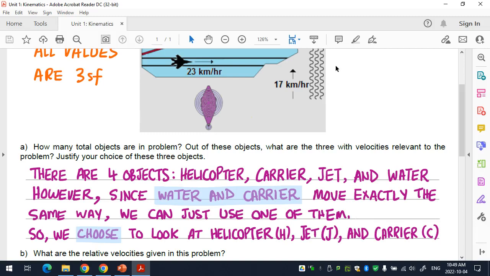The jet. But according to who? According to the helicopter or according to the carrier? Why can it not be according to the helicopter? For two reasons. If it was already according to the helicopter, there's no problem to solve, right? I just proved to you.